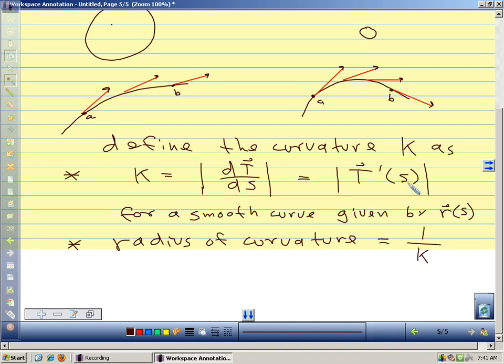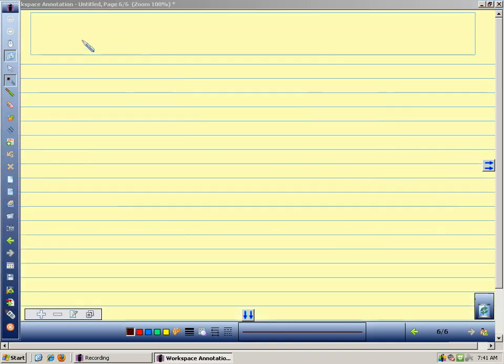quantify our curvature. So we're going to figure out how to get back to our original parameter. But it's important to remember that curvature is defined as the rate of change of the unit tangent vector with respect to arc length. So that's what parameterizing with respect to arc length gives us. The radius of curvature is 1 over the curvature. All right, so we want to go back to our original parameter. So I'm going to switch pages here.